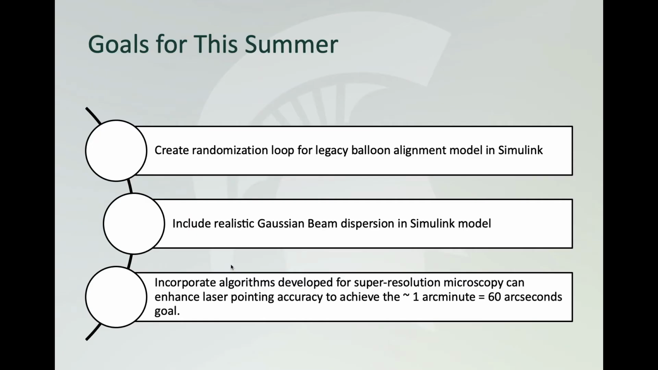So some goals for this summer. My first goal was to create a randomization loop for a legacy balloon alignment model in Simulink. Then, improve upon the legacy model by incorporating realistic Gaussian beam dispersions. And then also look at incorporating algorithms for super resolution imaging that could help us achieve our 1 arcminute goal for accuracy.